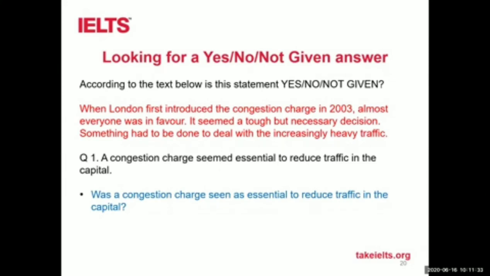Good. Let's have a look. The answer is yes. The link where you need to use the synonymy is here. A tough but necessary decision. This links to this word here, essential. So you see how the notion of synonymy is going to give you the answer. Good. Excellent.